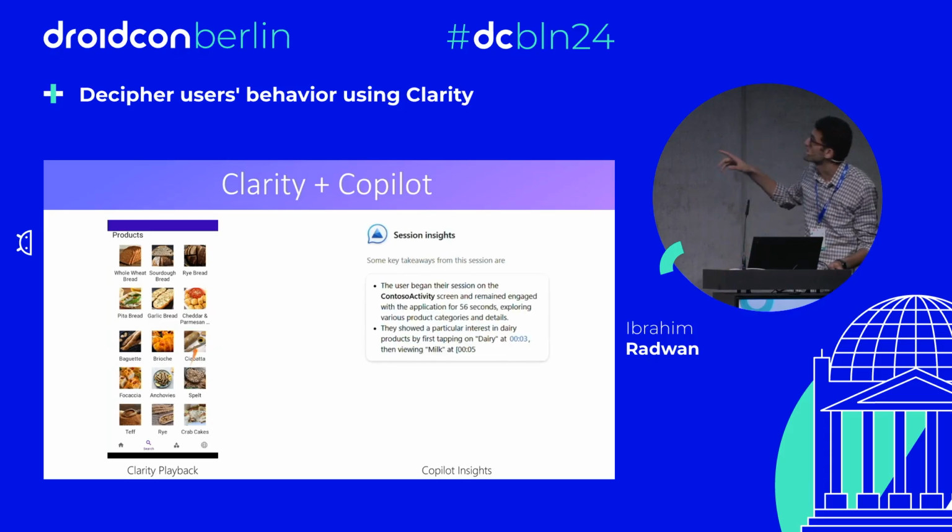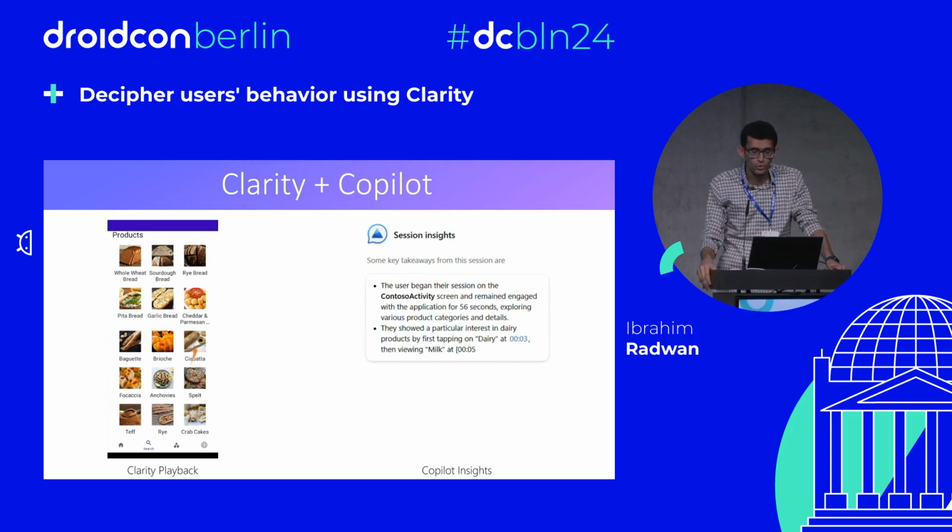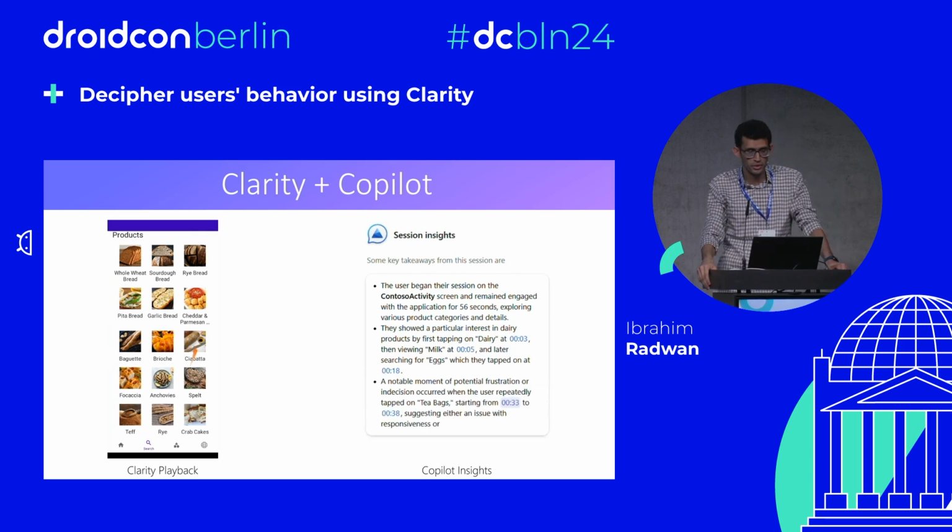The first thing is the user began their session on the Contoso activity screen and remained engaged with the application for 56 seconds, exploring various product categories and details. So this is basically a summarization of what happened. And then they showed a particular interest in dairy products by first tapping on dairy, and then viewing milk, and later searching for eggs, which they then tapped on. So this gives you a summarization of the events that happened within the session.